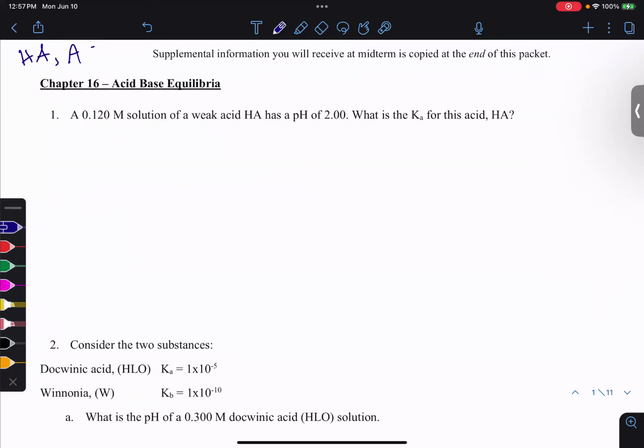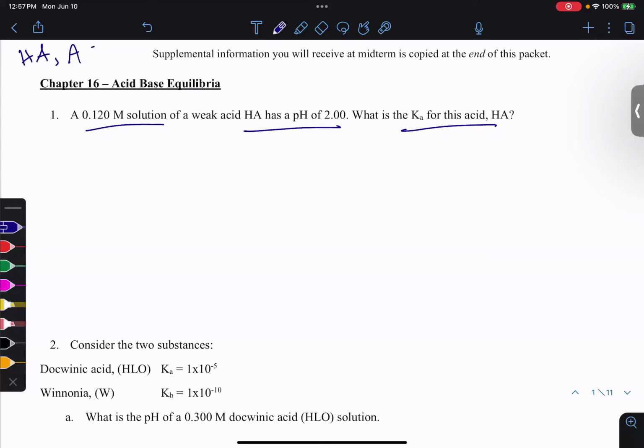So here, I have a solution of a weak acid, and it has a pH of 2. What is the Ka of this acid? So this is one type of Ka ICE table I can give you. But remember, with ICE tables, there are 2 types of ICE tables.